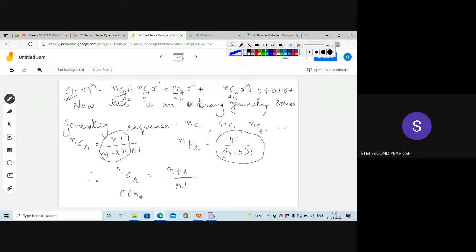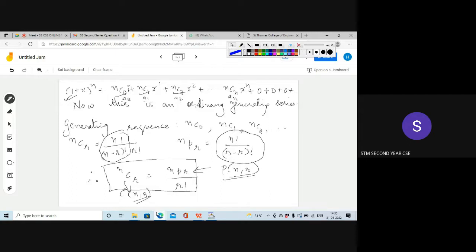nCr, or C of n r, is another way to represent this. It can be written in this form, and this can be written as P of n r also. Anyway, these are the two representations. You can either write nCr or C of n r, or nPr or P of n r. Both notations mean the same thing. So we got the formula nCr is equal to nPr by r factorial.